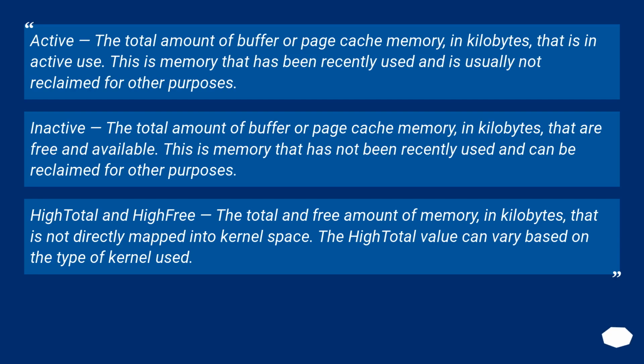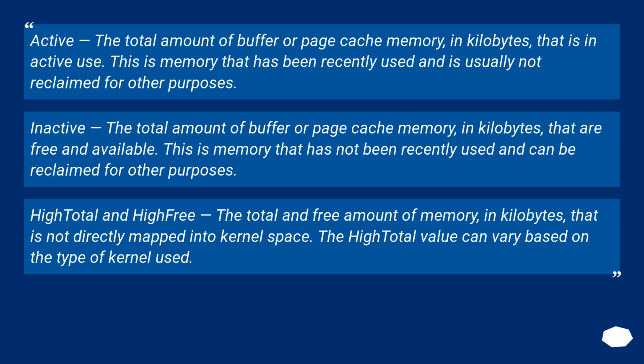Active, the total amount of buffer or page cache memory, in kilobytes, that is in active use. This is memory that has been recently used and is usually not reclaimed for other purposes. Inactive, the total amount of buffer or page cache memory, in kilobytes, that is free and available. This is memory that has not been recently used and can be reclaimed for other purposes.